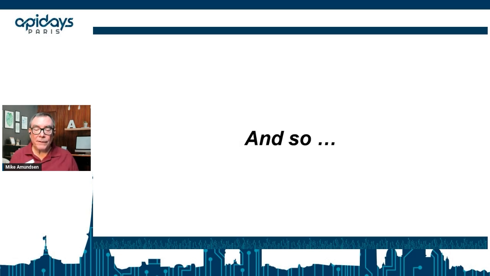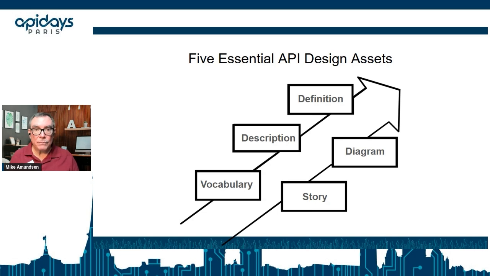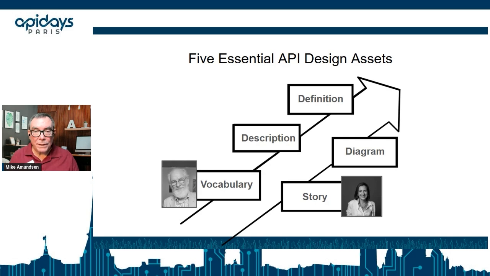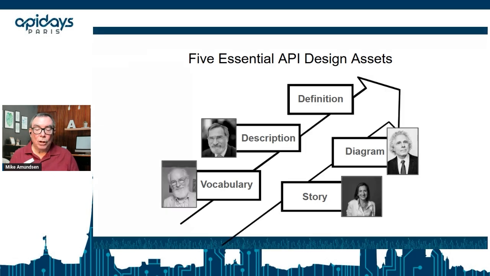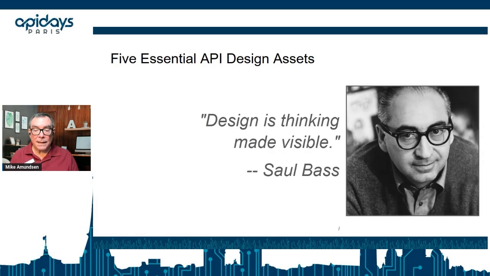So we've gone through the 5 elements. Let's talk about them one more time. Stories. Every API begins with a great story. Vocabulary. We're building a vocabulary for our API. We're diagram thinkers. We're visual thinkers, and we want to create a diagram for that API. We want to be descriptive, not prescriptive in our description, and we want to be explicit in our definition. So story, vocabulary, diagram, description, and definition make up the 5 essential API design elements.